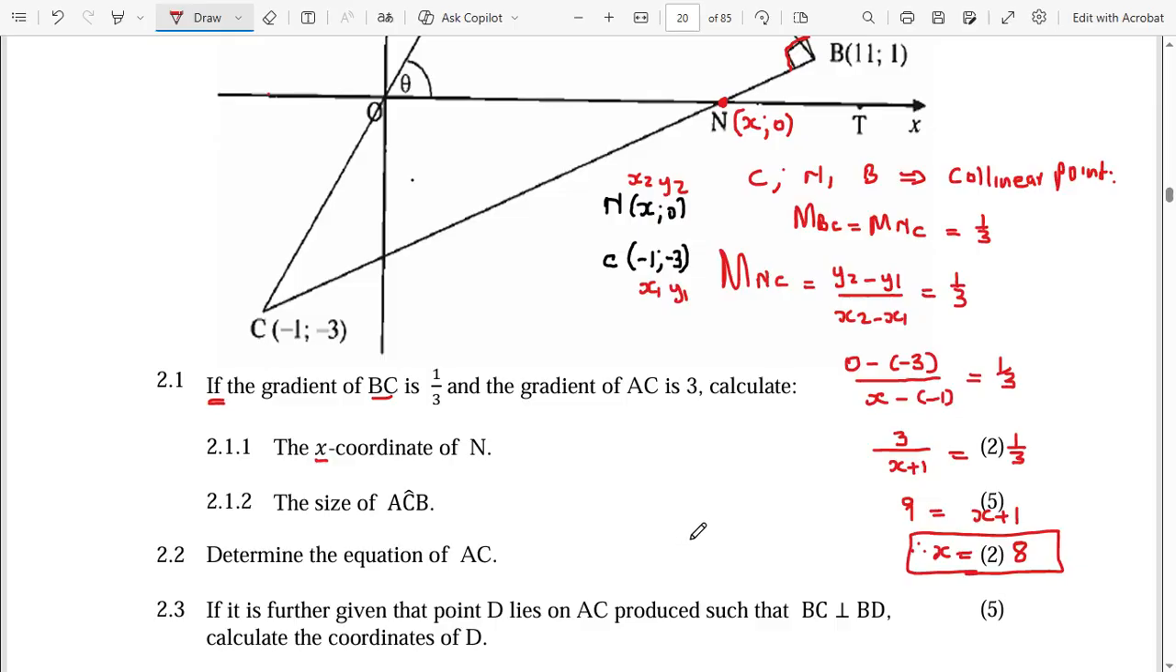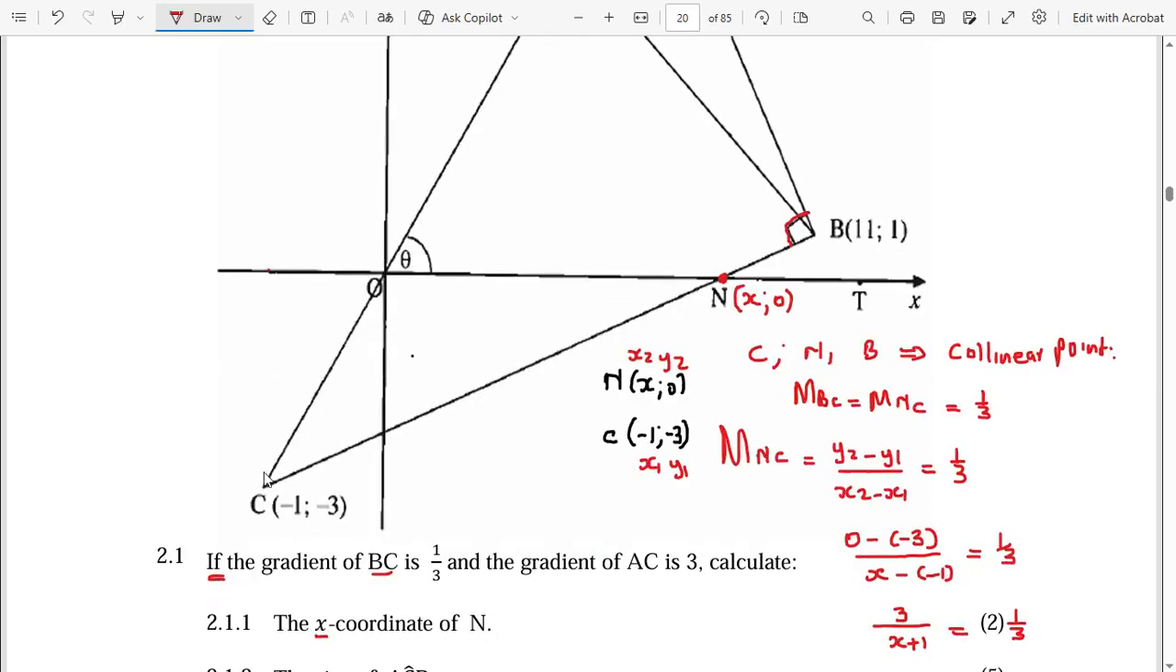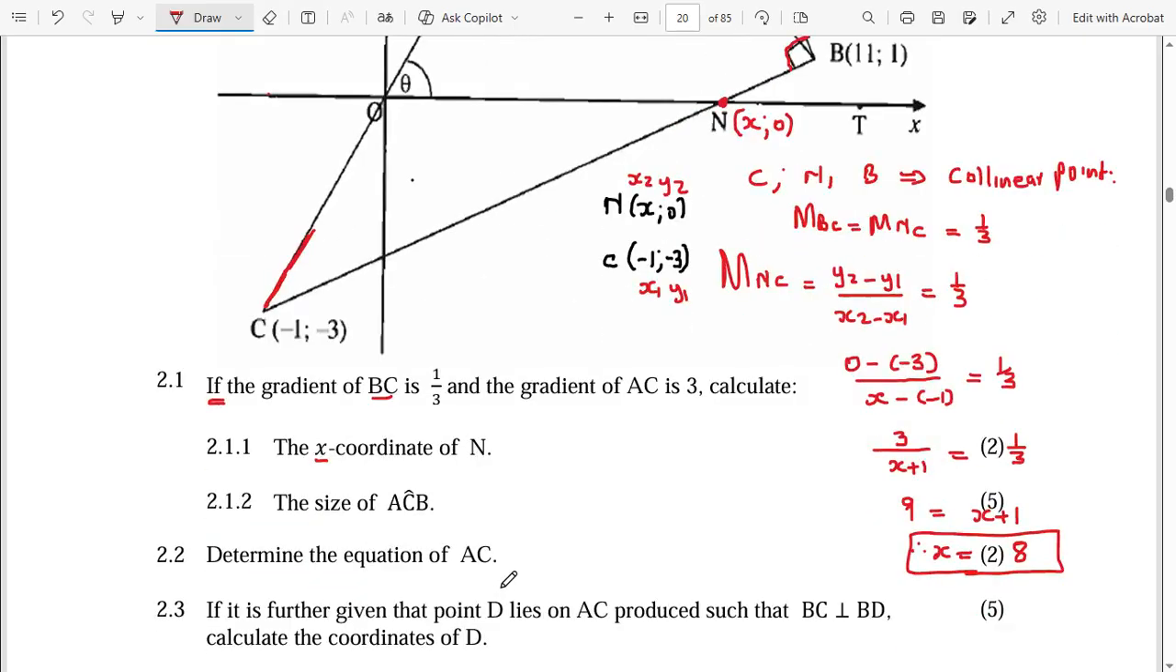So if you don't know which angle they are referring to, you're going to move from A to C. So you're going to draw a line from A to C. Then you draw another line from what? They say angle ACB. Then you're going to draw a line from C to B. The angle between those lines is the one they are looking for.